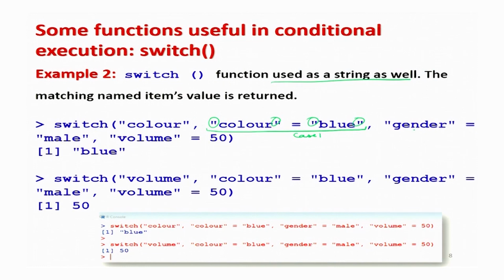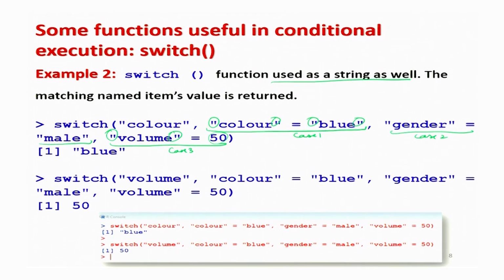And similarly, you take the second value as case 2, which is gender is equal to male, and the third case, the third string, is volume is equal to 50. Volume is a string, so that is given inside the double quotes, and 50 is the number. So, I am writing it like this.